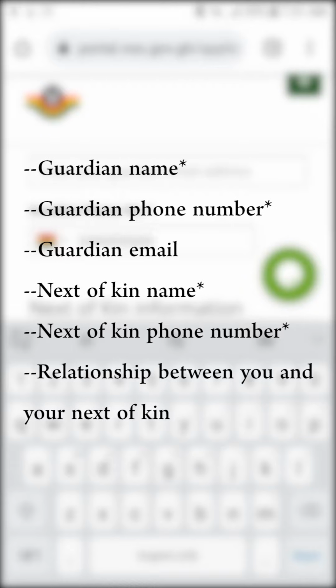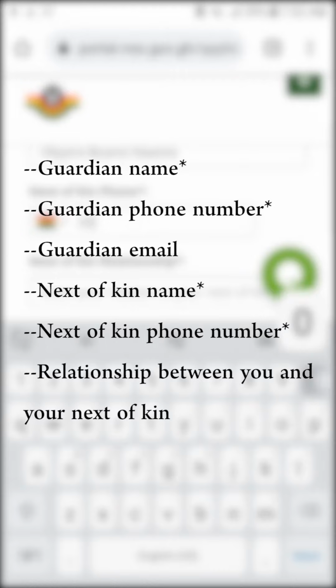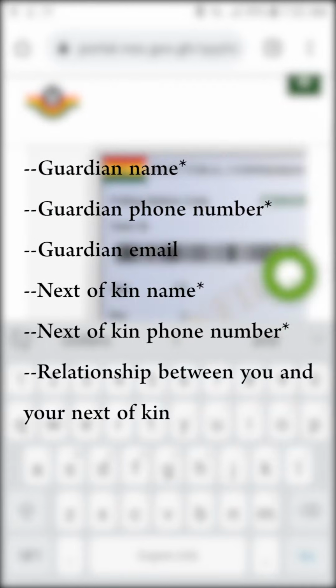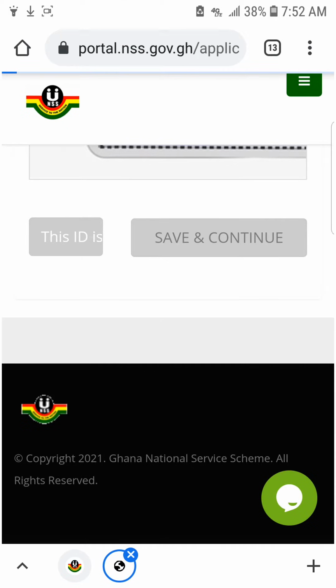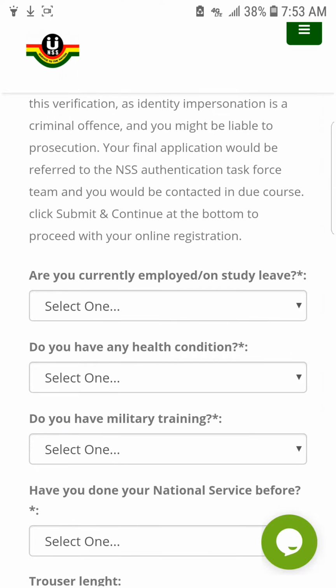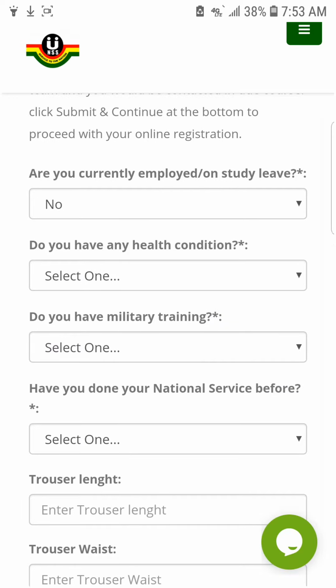Next, you type in your guardian's name, your guardian's phone number and others, and then your next of kin's name, the phone number of your next of kin, and the relationship between you and your next of kin. Now you answer yes or no to the employment history questions. Okay, trouser length, shirt neck.